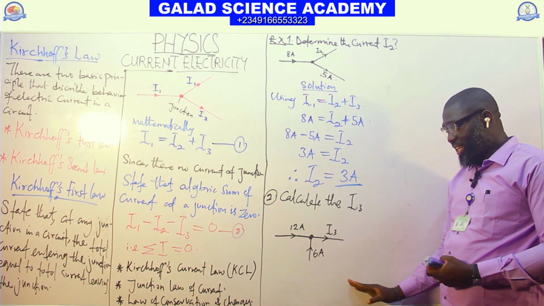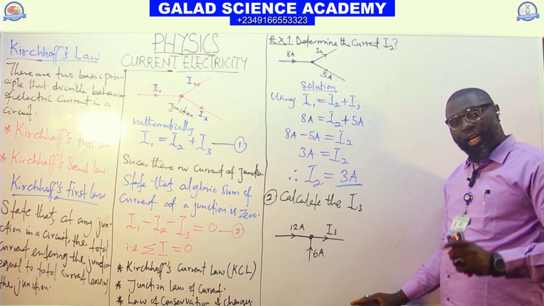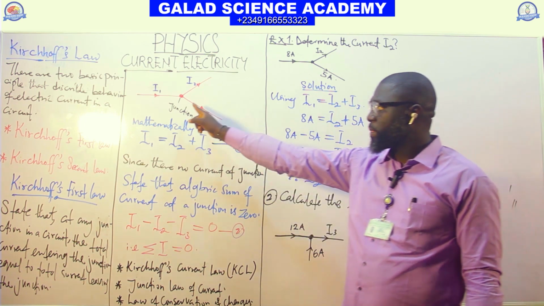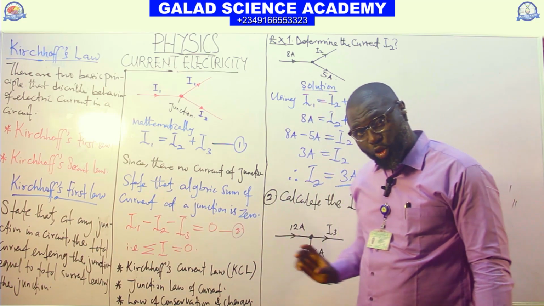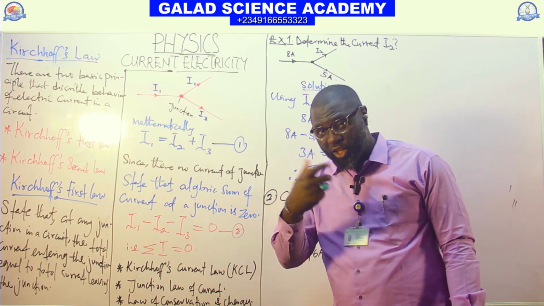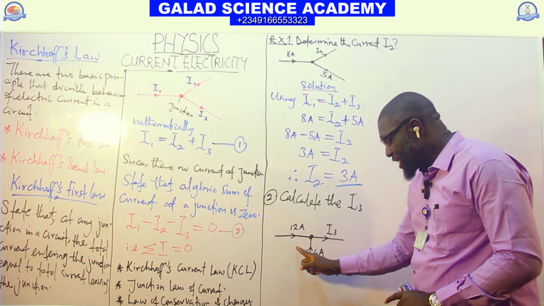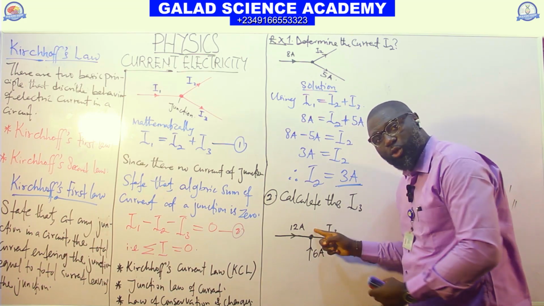Please look at this kind of question. You are asked to find I3. The stuff is very easy. Follow this rule: the sum of the current that is moving to the junction must equal the sum of the current that is leaving the junction. In this sketch, how many currents come to the junction?